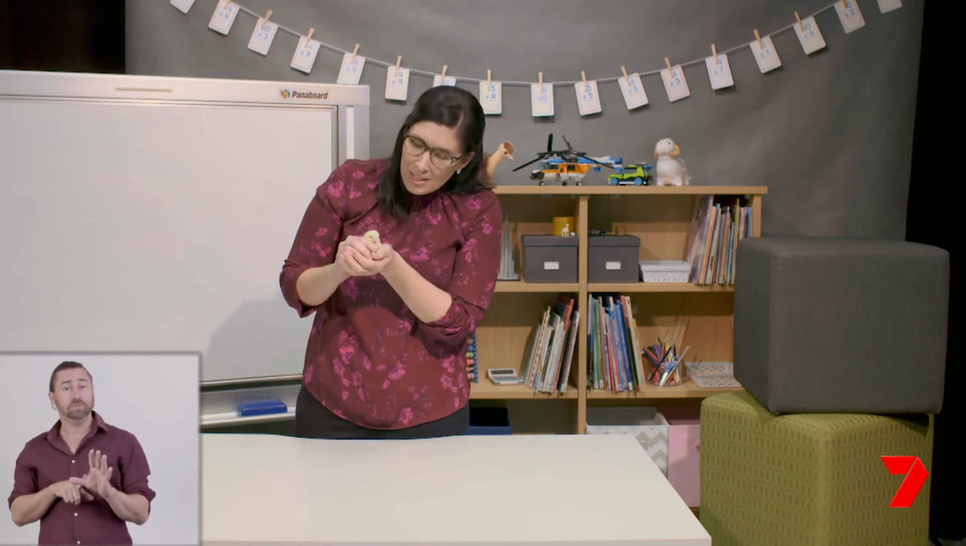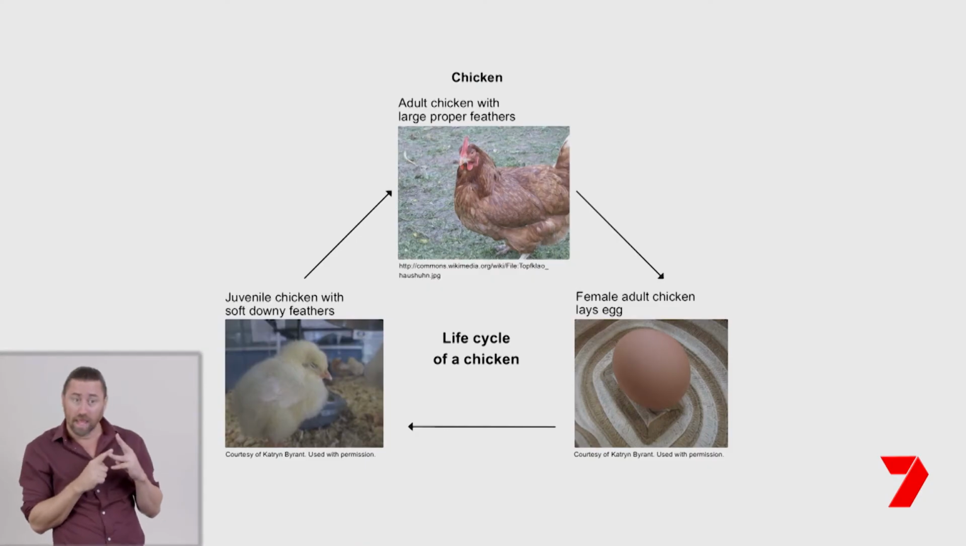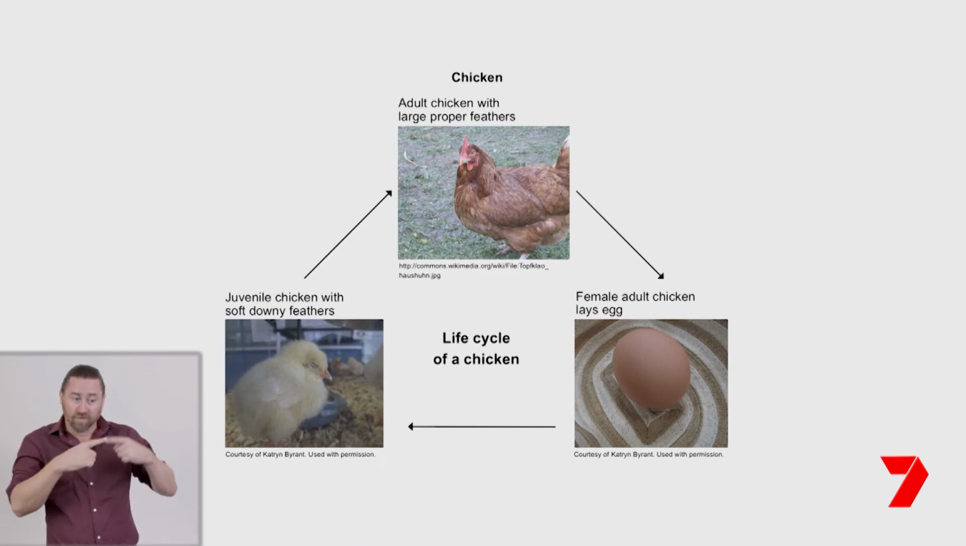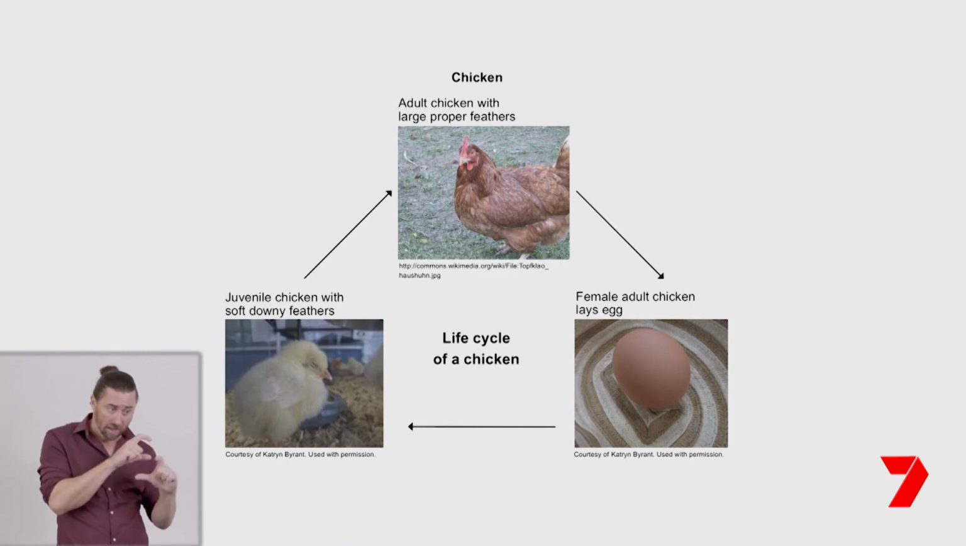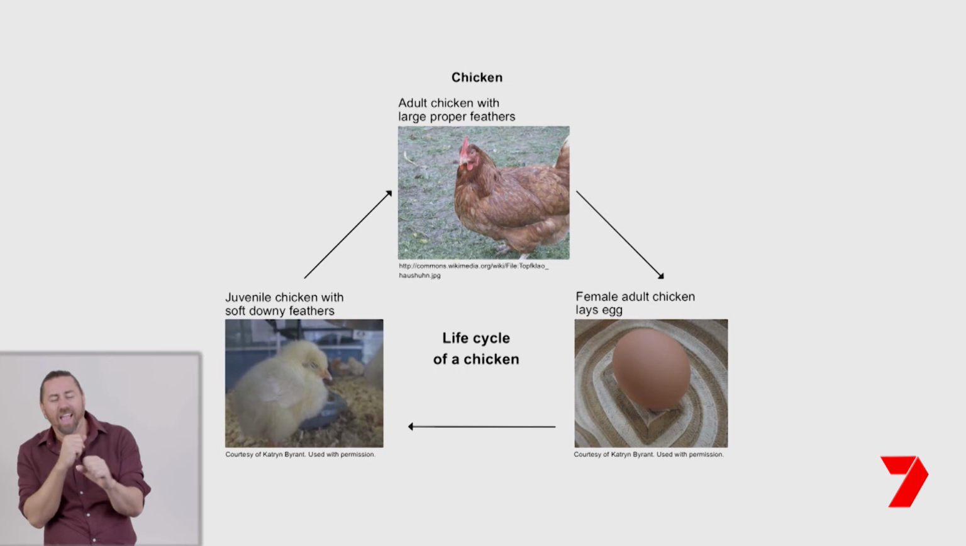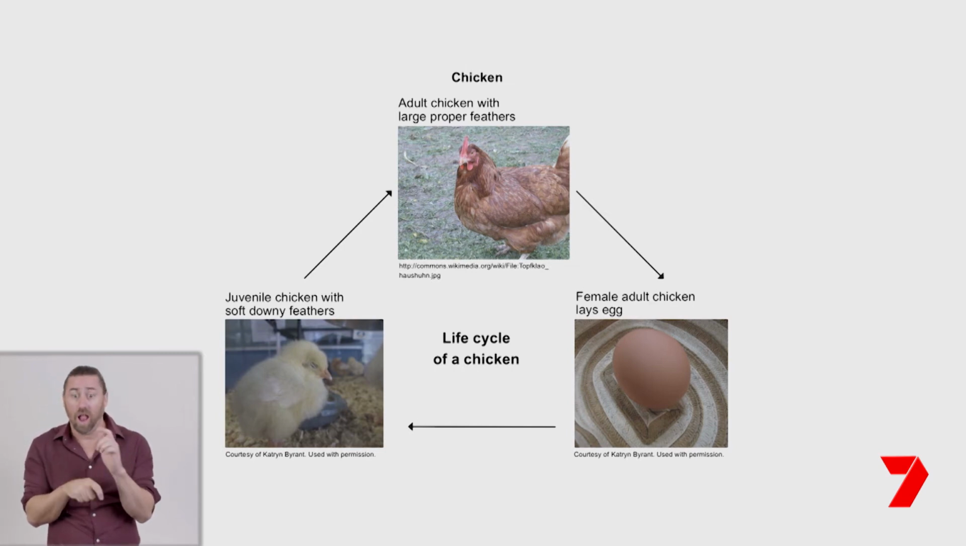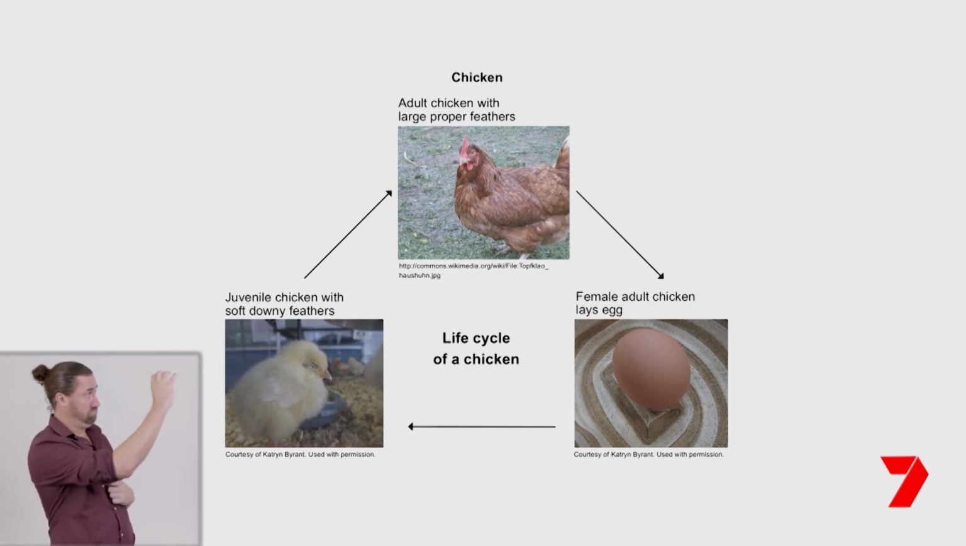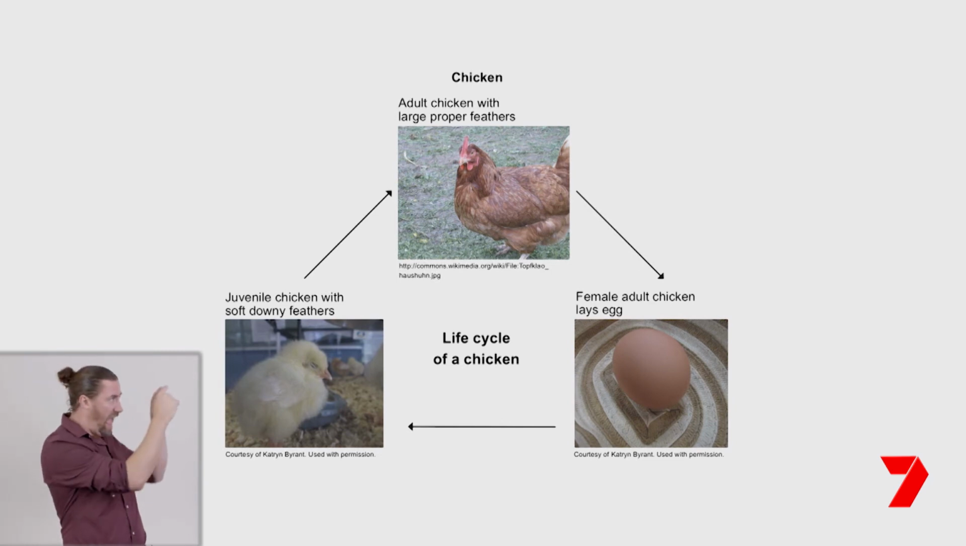A chicken like Georgie will live for about 3 to 5 years, and during this time, a chicken will go through 3 key stages in its life cycle: an egg stage, a young or juvenile stage, and an adult stage. This image shows the life cycle of a chicken. Notice how each stage is connected by an arrow.